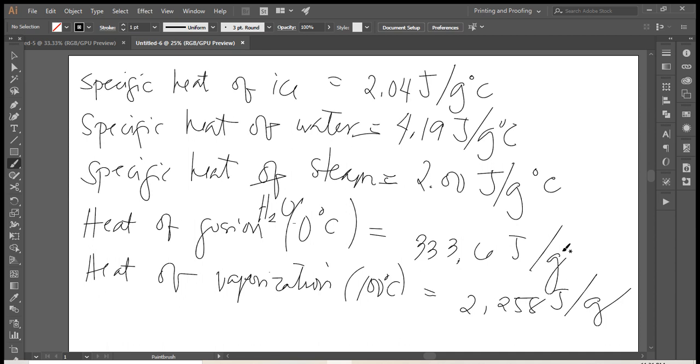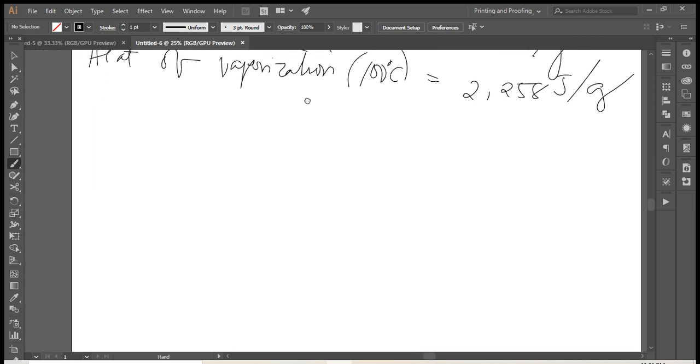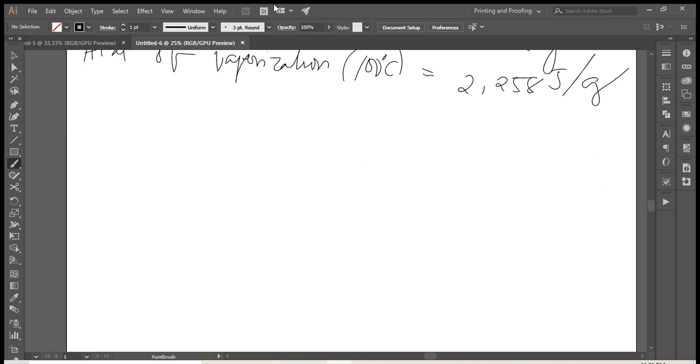Because when it comes to the exam, the values will be given to you. So, let's have a problem here. This problem was already used during the discussion proper in Google Meet. So, I will use it again.